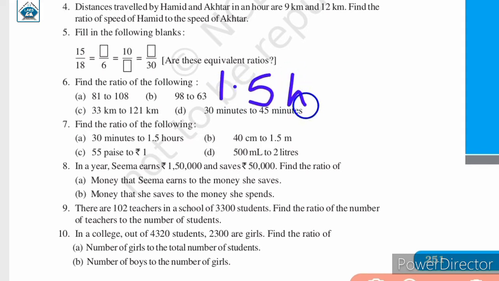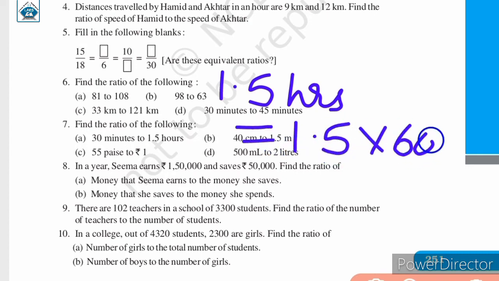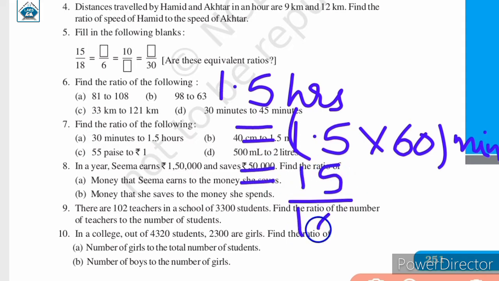So in 1.5 hours, we can say that there are 1.5 multiplied by 60 minutes. That is how we convert hours to minutes. So you can write 1.5 as 15/10.